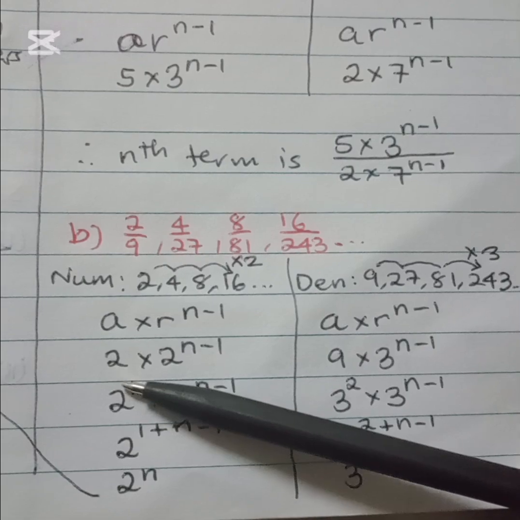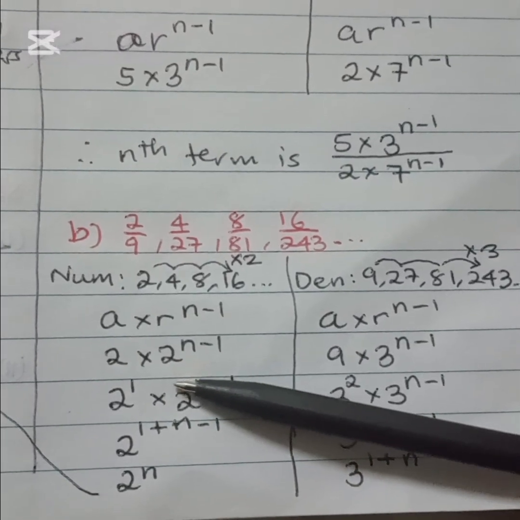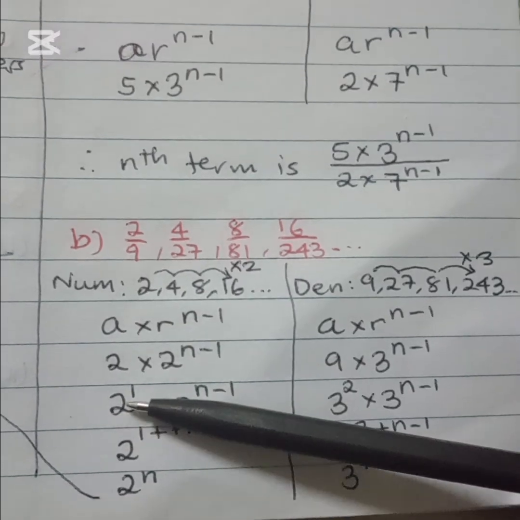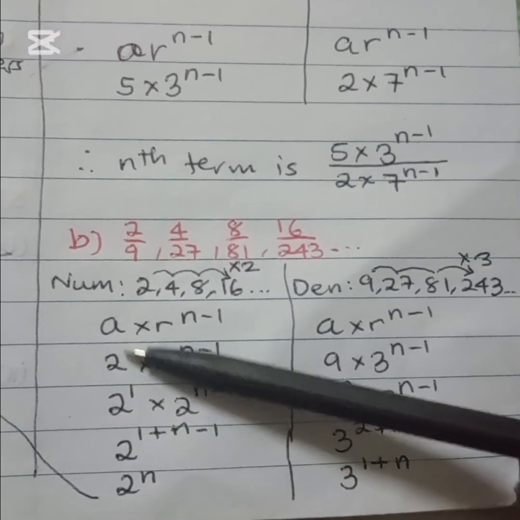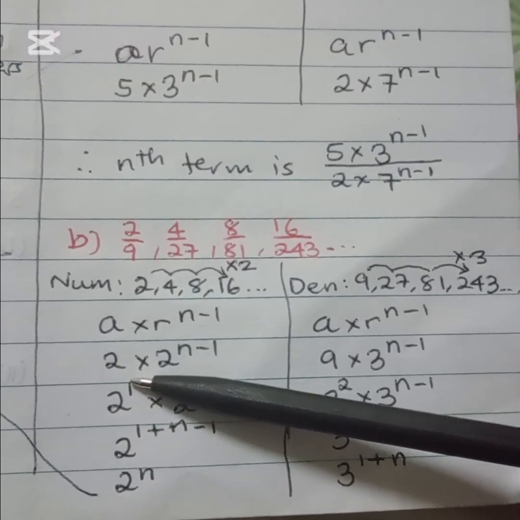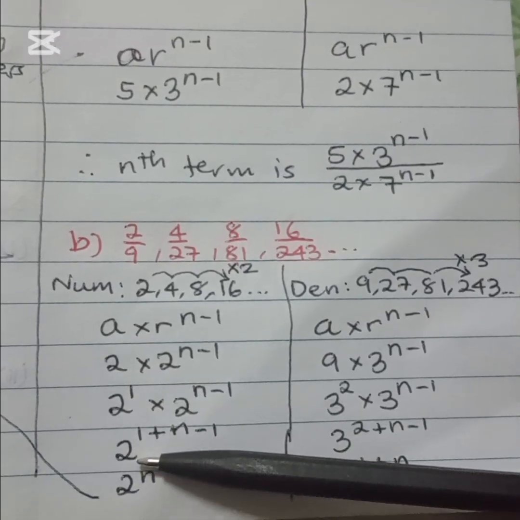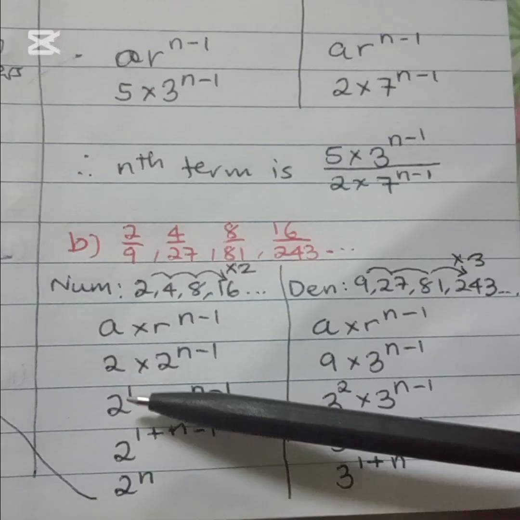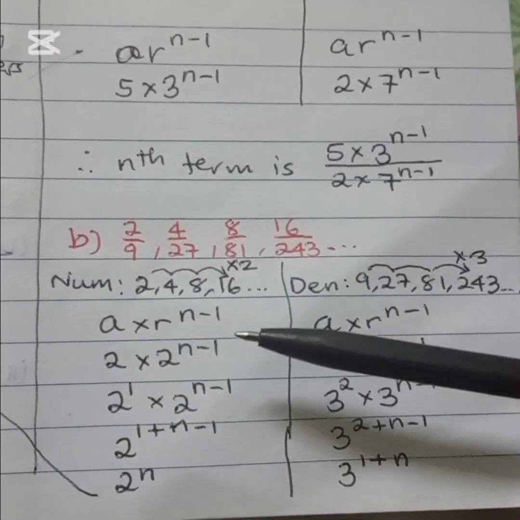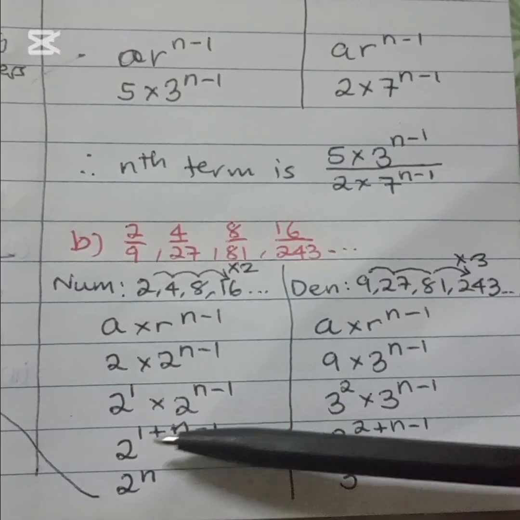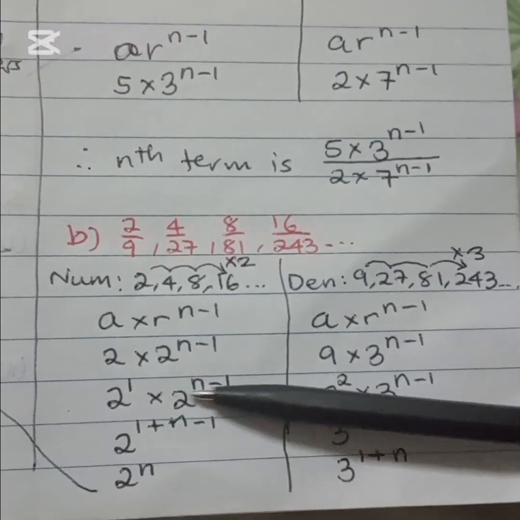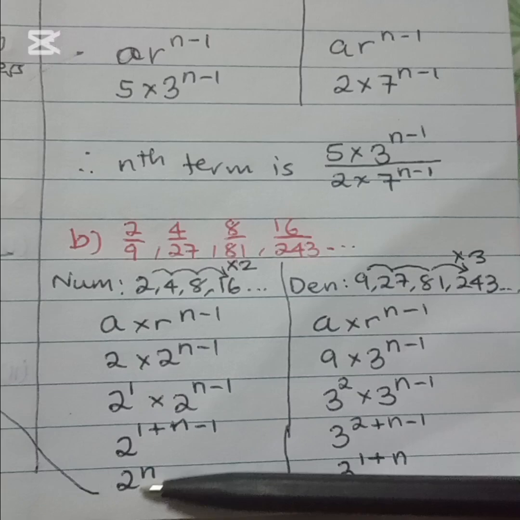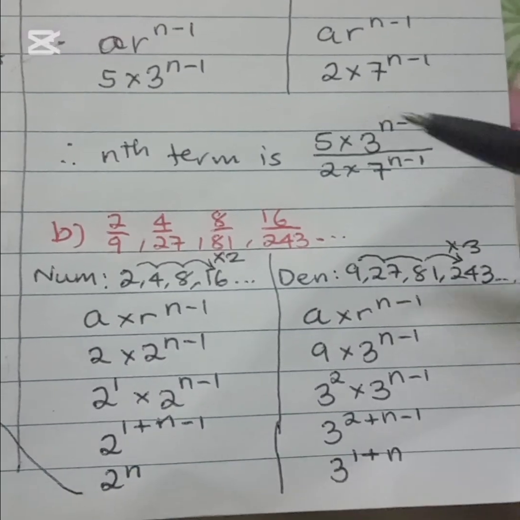Now take note, 2 and 2 are the same bases, so we can add their powers up. Since 2 has a hidden power of 1, we write it there, and now we add the powers. Write the common base down, 2, and add the powers: 1 plus n minus 1. Collecting like terms in the powers, 1 minus 1 is 0, so we have 2 to the power n.